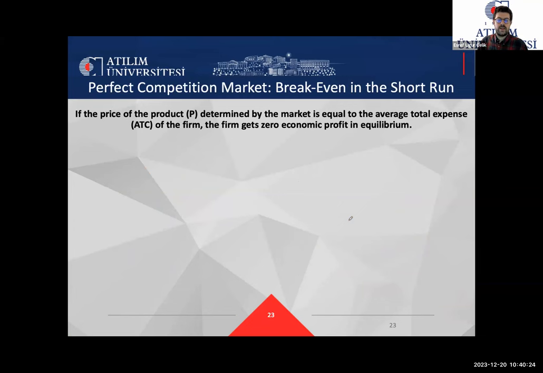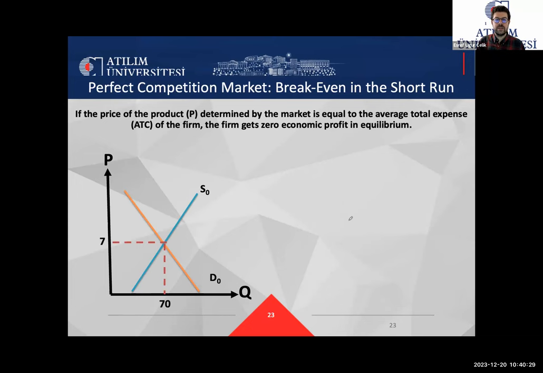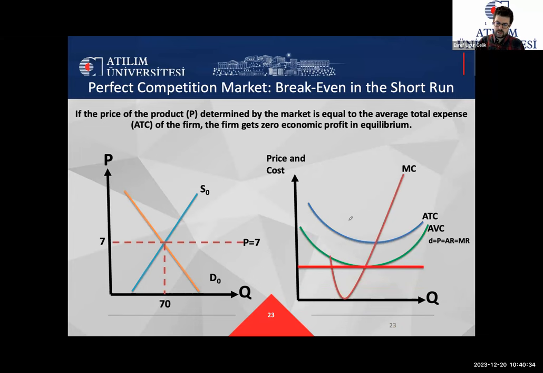Let's talk about the break-even. Break-even means that profit is equal to zero. So let's assume that this time the price is determined at 7. And you see that the demand line is at the minimum point of ATC. How can we solve it?